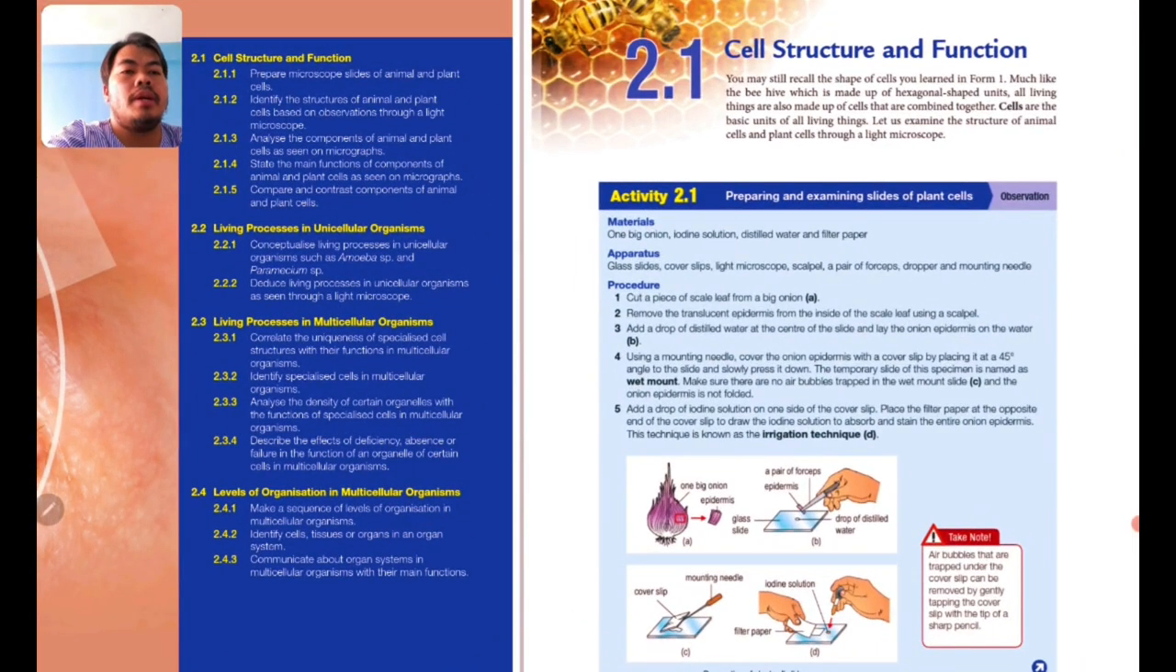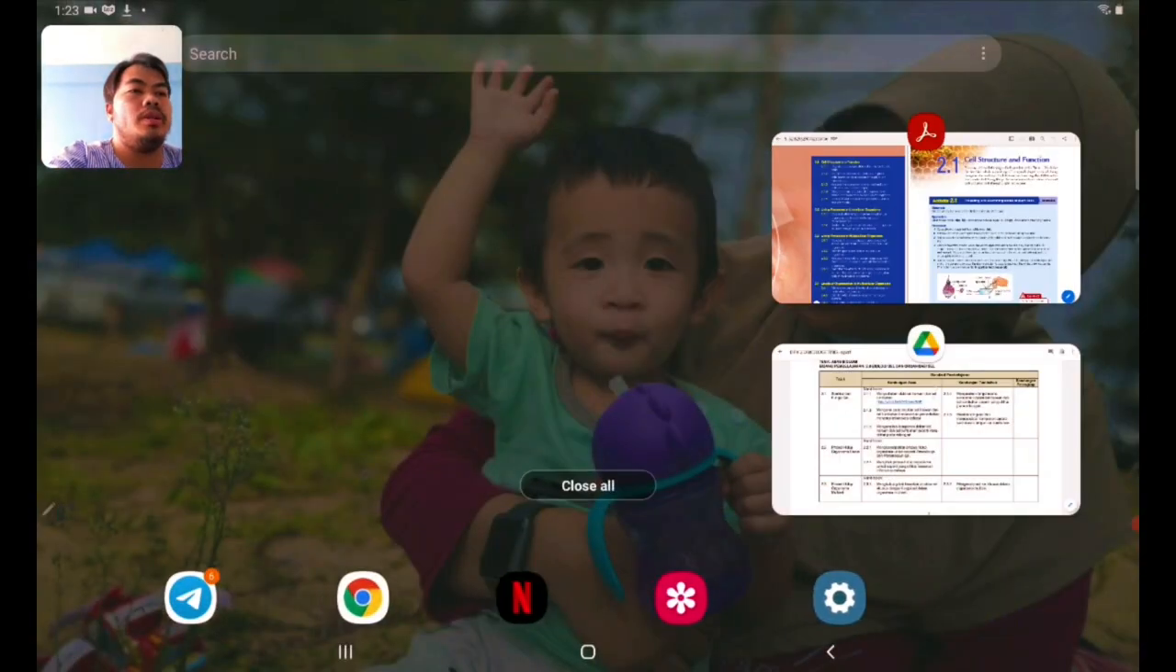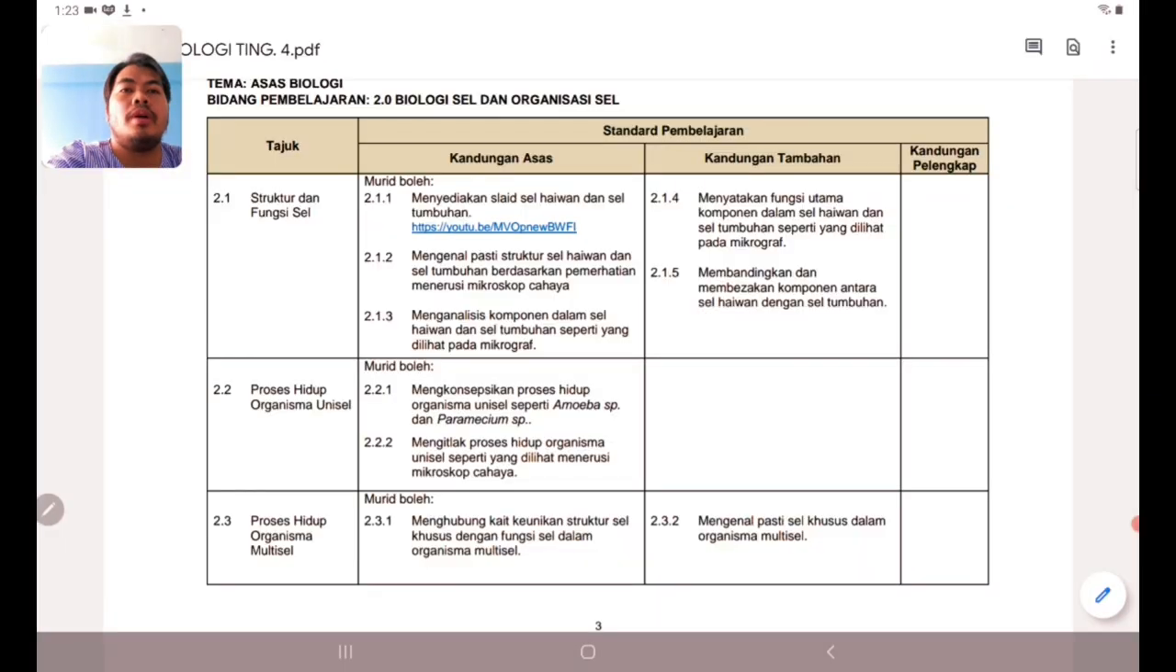Today we are going to continue our previous lesson, which is about the cell structure and functions. Okay, but before that, we need to take a look at our OP for today. Our objective for today is 2.1, struktur dan fungsi sel.